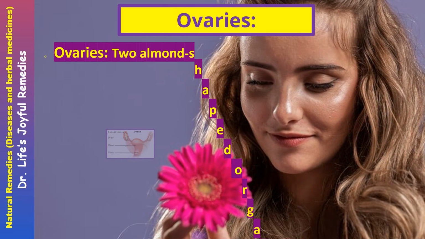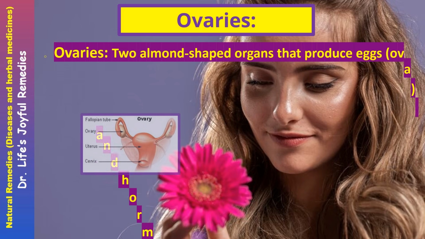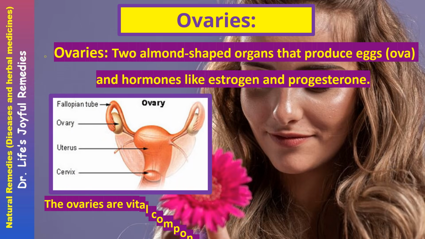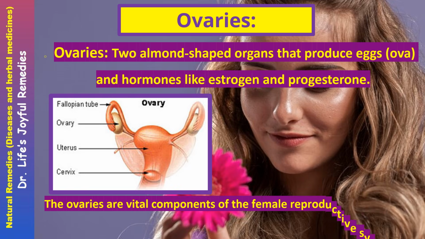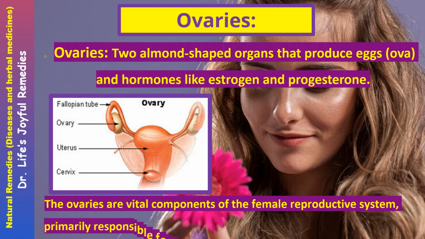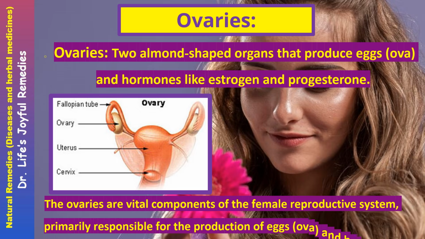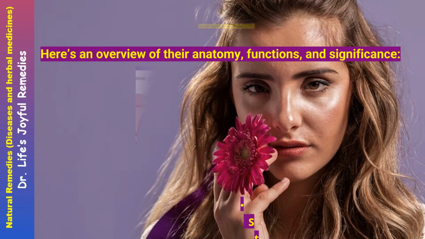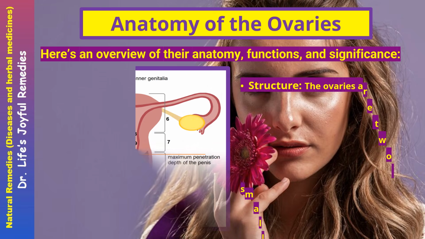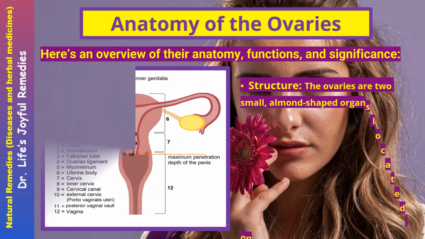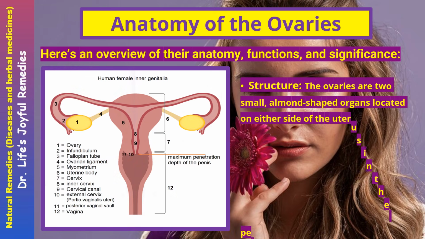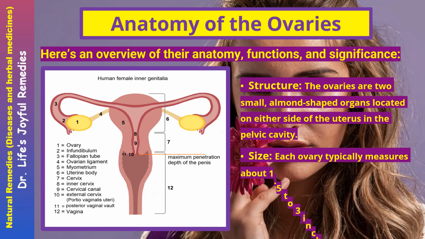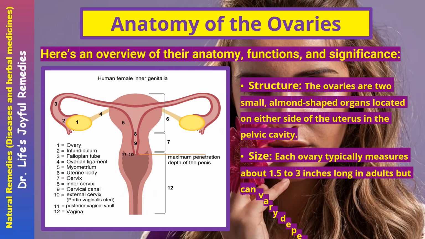Ovaries are almond-shaped organs that produce eggs (ova) and hormones like estrogen and progesterone. The ovaries are vital components of the female reproductive system, primarily responsible for the production of eggs and hormones. Anatomy of the ovaries. Here's an overview of their anatomy, functions, and significance. Structure. The ovaries are two small, almond-shaped organs located on either side of the uterus in the pelvic cavity.